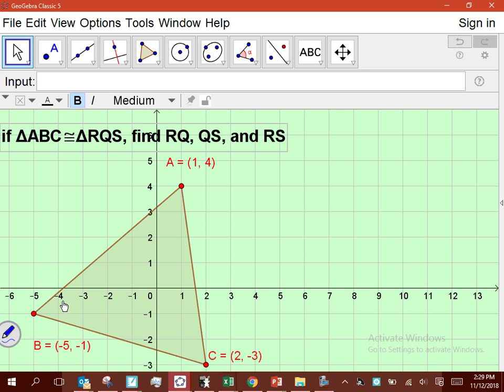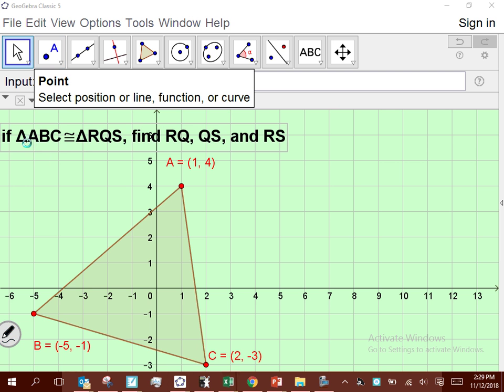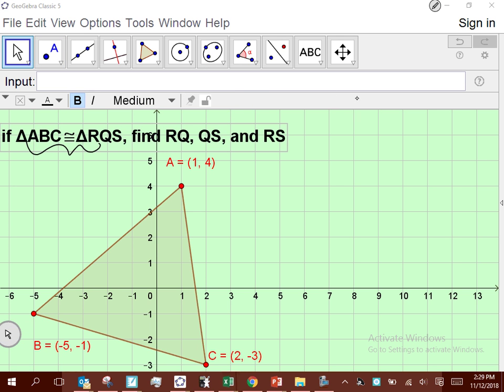Well, if I want to find distance AB, I can do that. Find BC, find AC, I can do that. But I don't have ordered pairs for R, Q, and S. So the new geometry that we're trying to learn is the idea that if I know that these two things are congruent, if ABC is congruent to RQS, then AB is going to be the same as what other distance?